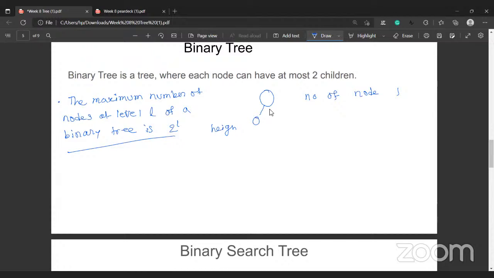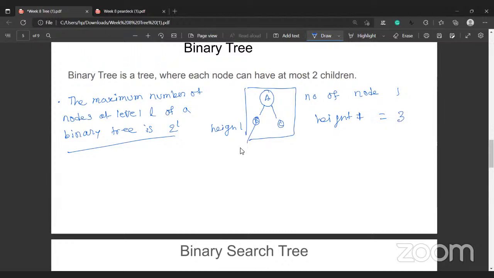Suppose there are two levels, so the height of the tree is 1. The maximum total number of nodes possible is 2 to the power 0 plus 2 to the power 1, which is 2 to the power 2 minus 1. So that is 3, right? So if the height is 1, then it is 3.